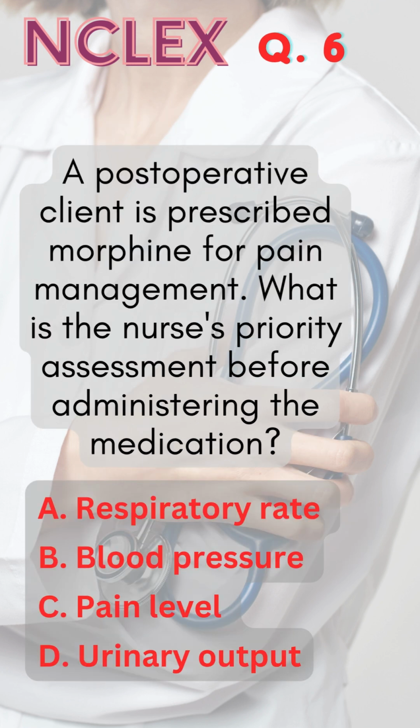Question: a post-operative client is prescribed morphine for pain management. What is the nurse's priority assessment before administering the medication? A. Respiratory rate. B. Blood pressure. C. Pain level. D. Urinary output.